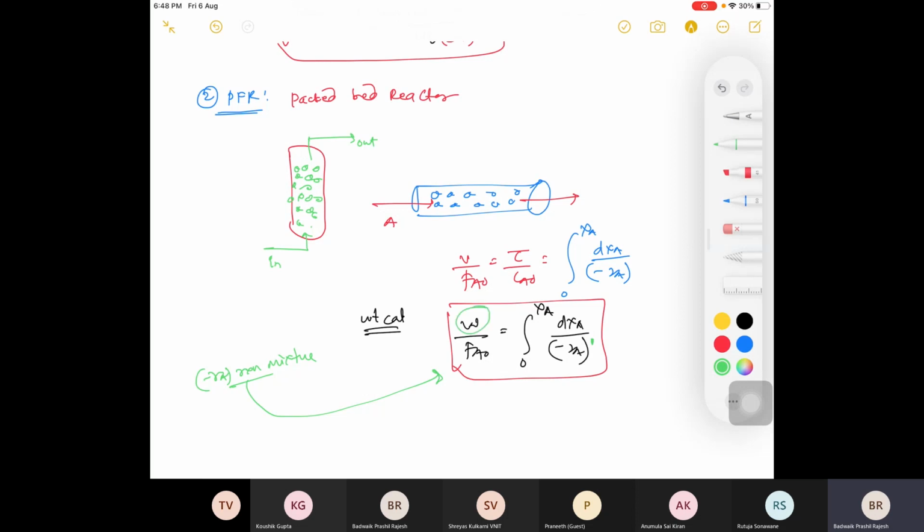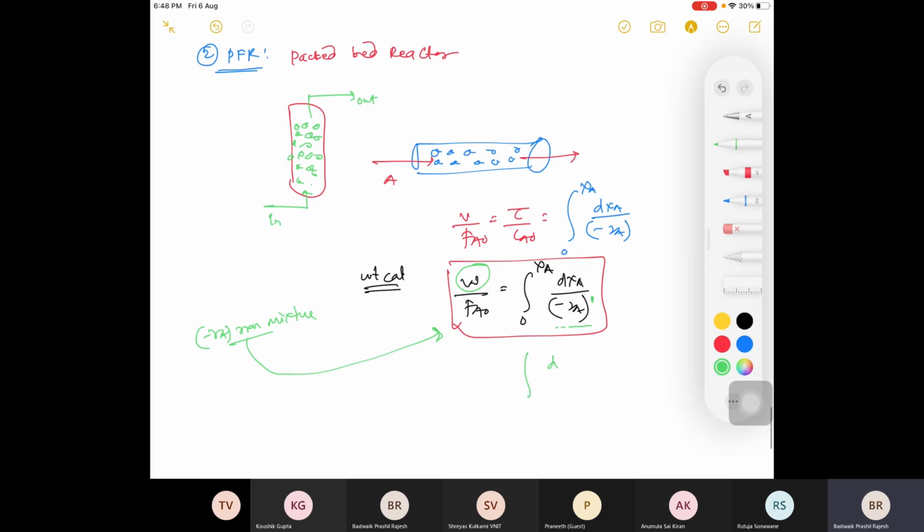Whenever I'm writing W, you need to write the dash. Whatever symbol it is, you need to mention it. The dash is for surface area, or for weight, you just need to say. Even I can write dX_A divided by minus r_A and mention that it is based on weight of catalyst. That is also fine. So this is your relation, and these formulas are important. A question has already been asked on this.